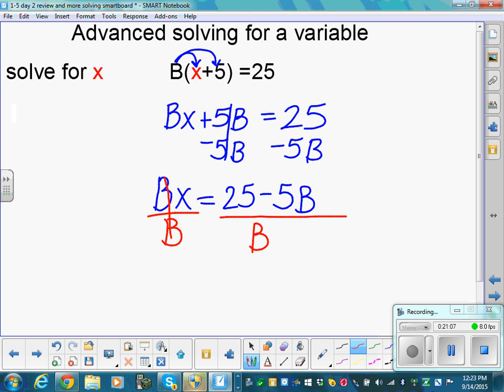So then those b's divide out. And I'm just going to erase that so it's prettier. Those divide out to be 1. So now look, guys, x is all by itself, completely alone. So we solved. We are done.